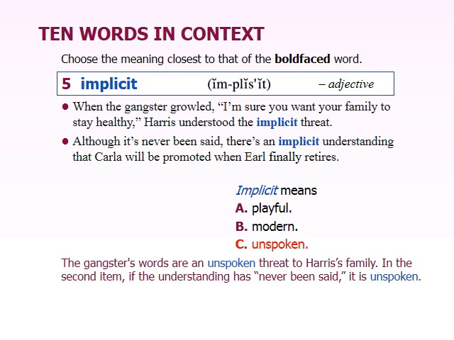So, in the first example, the gangster, the criminal says, "You want your family to stay healthy." He's not saying with his words, "I'm going to kill your family," but it's very clear that's what he means, right? So it's not an inference that's hard to make. It's an inference that is very clear to make. In the second example, it's saying there's an implicit understanding that Carla is going to be promoted when Carl retires. So it's something that everybody knows and is very clear, but it hasn't been stated.